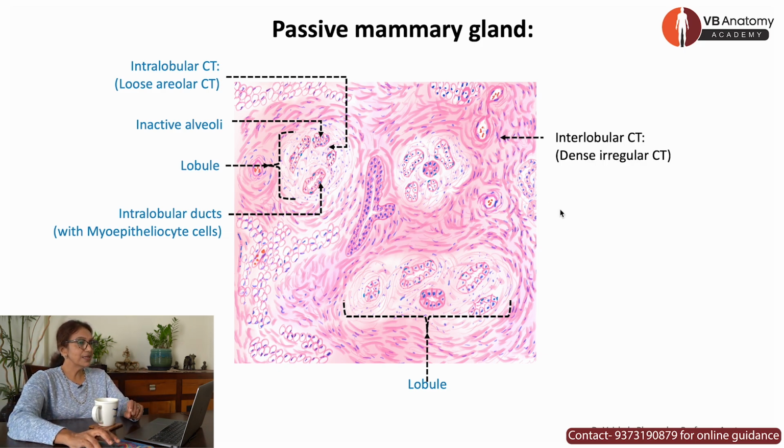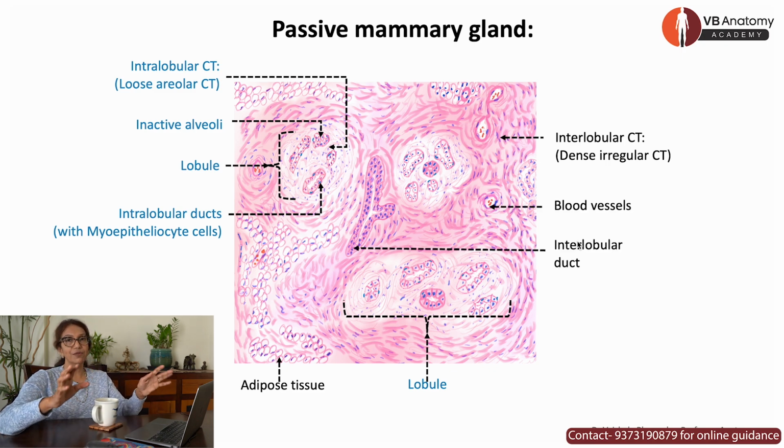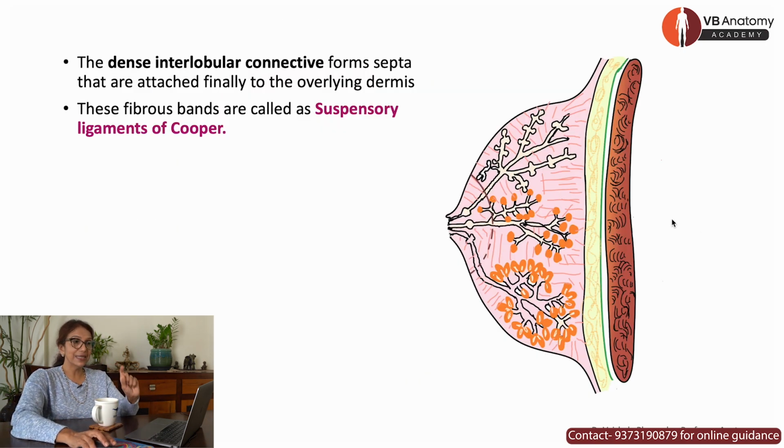Each lobule is surrounded by interlobular connective tissue containing blood vessels, interlobular ducts, and a lot of adipose tissue. So the mammary gland essentially has a lot of adipose tissue. Now, remember at this stage that the interlobular connective tissue rises up to get anchored onto the dermis. This anchoring connective tissue septa are called the suspensory ligaments of Cooper.